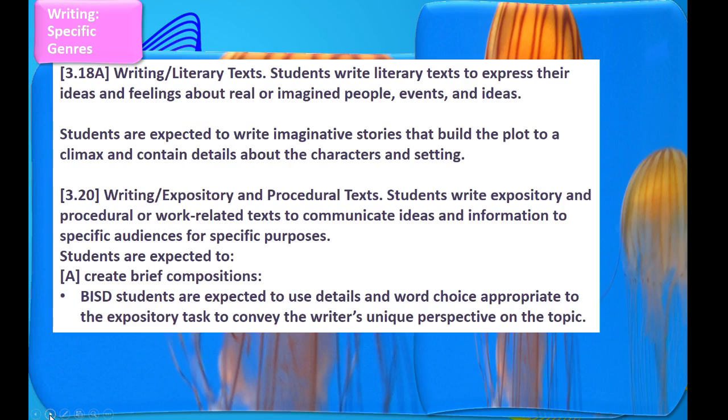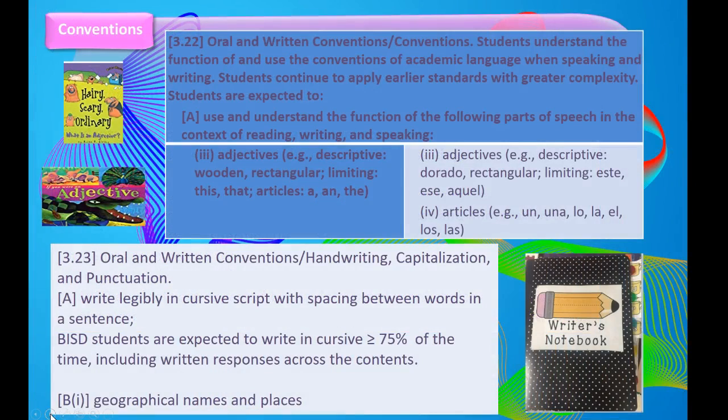So here are the genres. We want them to write imaginative stories that build the plot to a climax and contain details about the character and setting. And then we want them writing expository and procedural pieces, where they are expected to use detail and word choice appropriate to the expository task to convey the writer's unique perspective on the topic. So they have quite a few things that they're looking at.